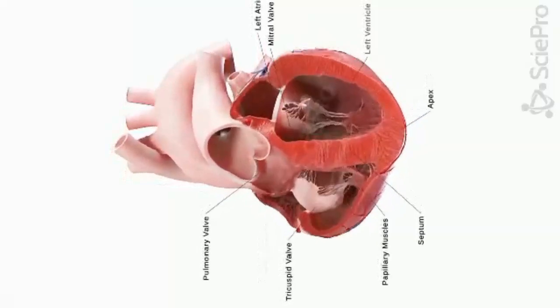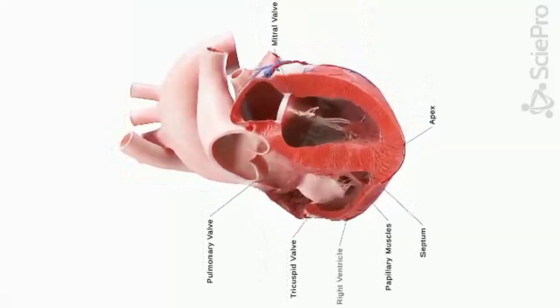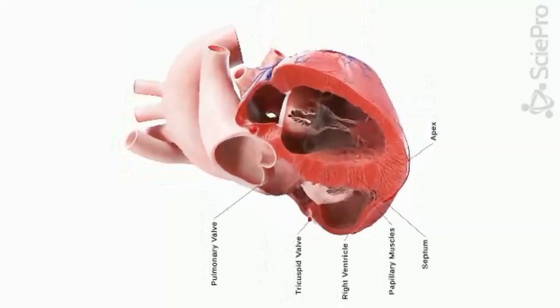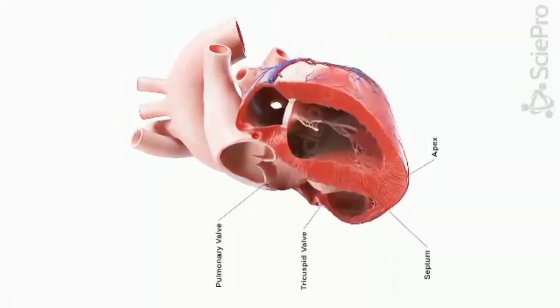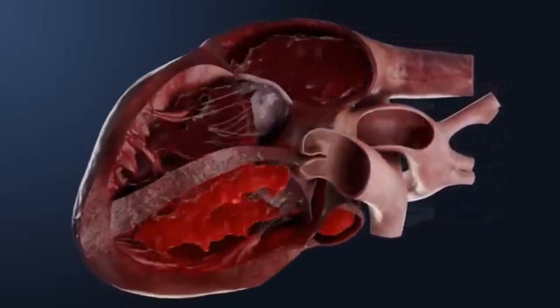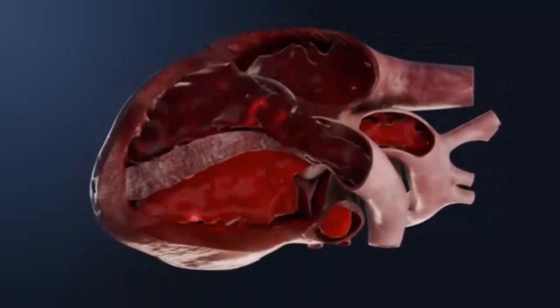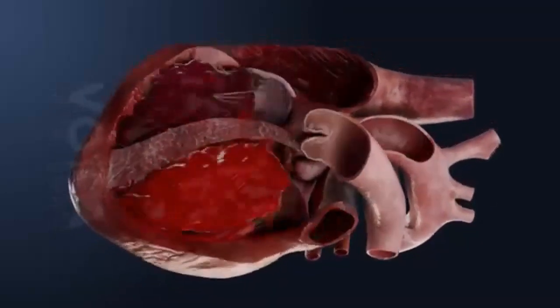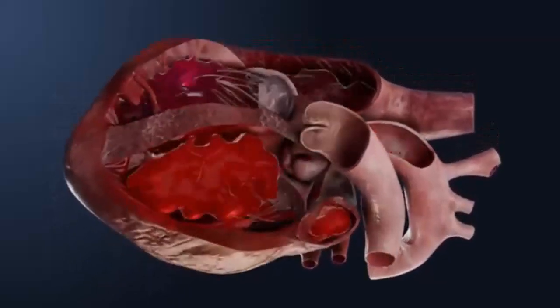Let's trace the journey of blood through the heart. Deoxygenated blood from the body enters the right atrium via the superior and inferior vena cava. It passes through the tricuspid valve into the right ventricle, which then contracts and pushes it through the pulmonary valve into the pulmonary arteries, heading to the lungs for oxygenation.